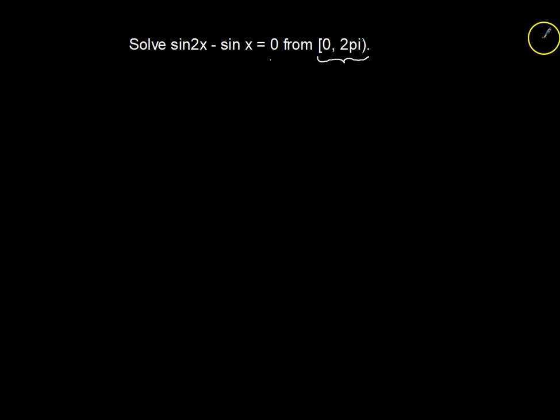Anytime you have more than one trig function, you're going to work on applying the formulas. So sine of 2x is a double angle formula. The formula for it is going to be 2 sine x cosine x. And I'm going to bring everything else down, which is minus sine of x equals 0.